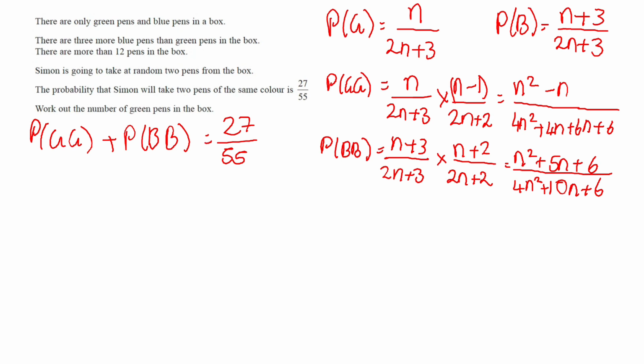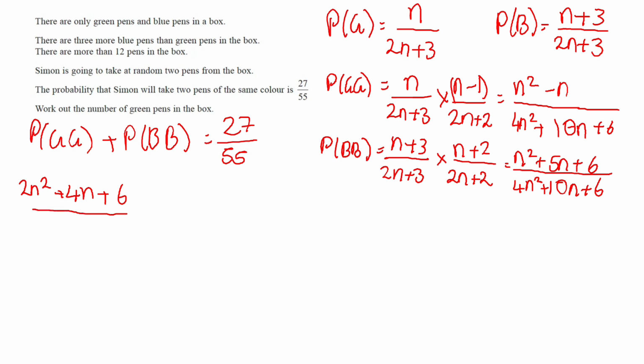So we're going to now need to add these together and make it equal to 27 over 55. So if we add these together, we've got the same denominators for both. If I just change that here to 10n, so it's fully simplified. We now need to add our numerators together. So we've got n squared and n squared, so that becomes 2n squared. We have got minus n plus 5n, so that'll be plus 4n. And there's no number to add on with the 6, so we'll just put plus 6.